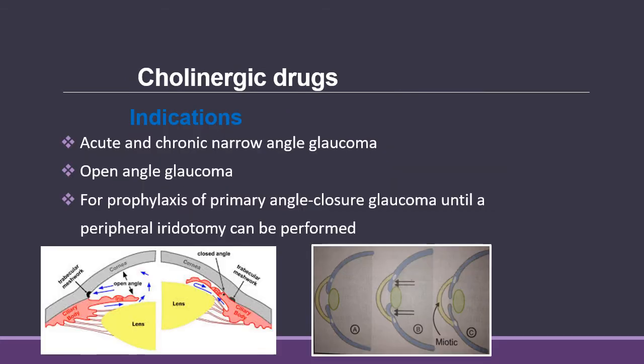So indications of cholinergic drugs are acute and chronic narrow angle glaucoma, then open angle glaucomas. Also it is used for the prophylaxis of primary angle closure glaucoma until we perform the peripheral iridectomy.